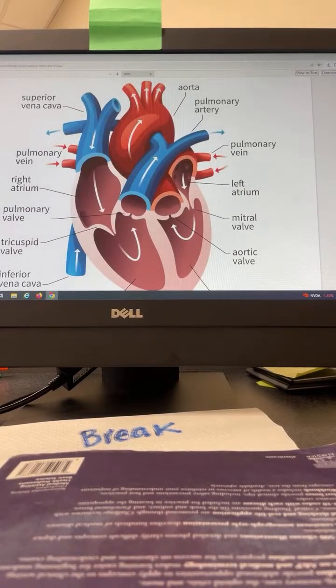There's a picture here of the heart. So the heart has 4 chambers. I don't know if you can see that. The top 2 chambers are called the atria, and the bottom 2 chambers are called the ventricles. Then you've got the aorta that comes out of the heart and pumps all the blood to the rest of the body.